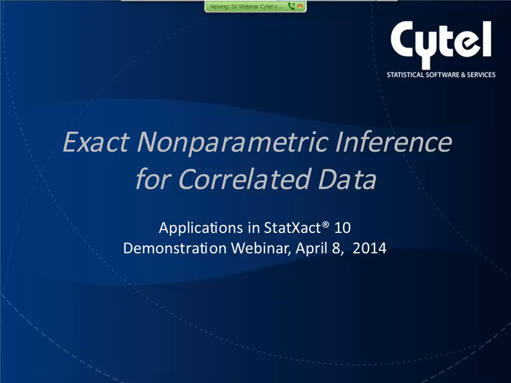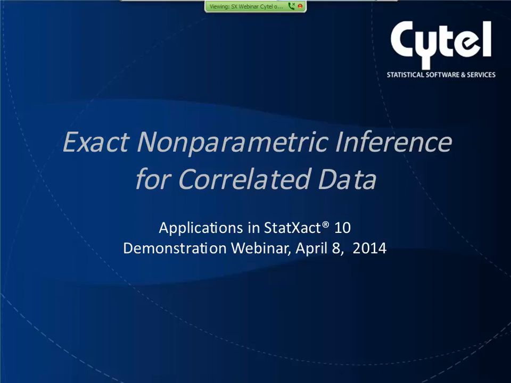Another question was about the capabilities of StatXact 10 beyond what's available in, say, SAS and R. I wouldn't say that we're necessarily directly competing with SAS and R. StatXact, in my mind, has filled an important niche in the world of exact inference. What I think Cytel tries to do through its proc StatXact and proc LogXact products is to provide an important complement to what's already out there.